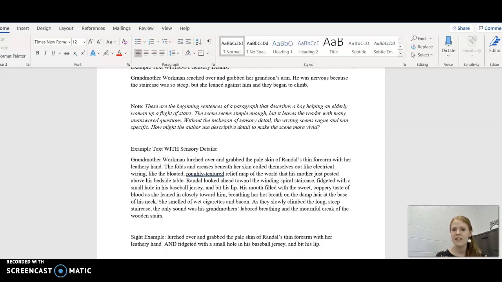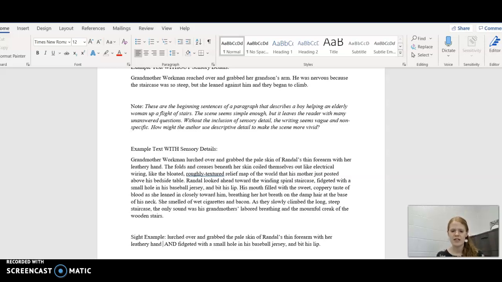Now, does every single paragraph in your narrative have to include sight, sound, smell, taste, and touch? No, it doesn't. But you should be describing in a lot of detail what your main character feels, what they see, what they are going through, right? Their emotions. You can also describe a bodily sensation. So what are they feeling? Maybe sweat is pouring down their forehead. Maybe their heart is beating really rapidly, to show their nervousness.